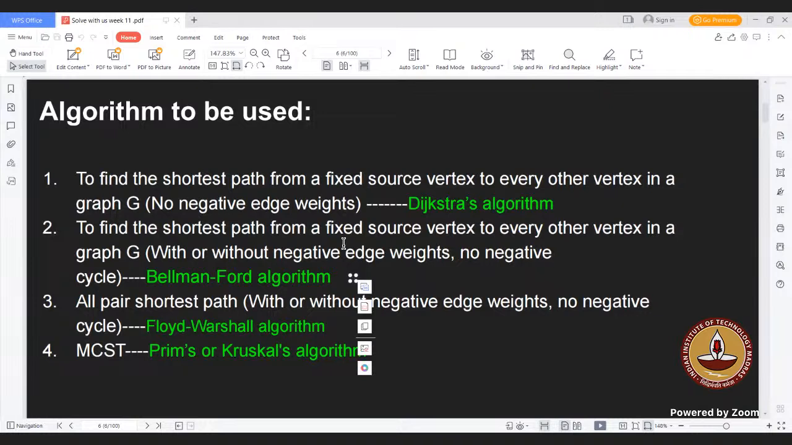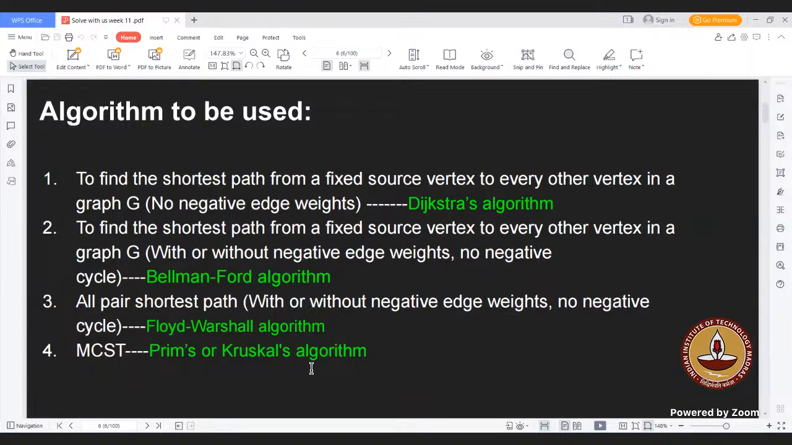Similarly, it is similar to Bellman-Ford, it can have negative edge weights, but no negative cycle is possible. If there is a negative cycle, then there's no meaning of shortest path itself, because you can just go around that loop again and again to get more negative weight. So in the context of a negative cycle, we can't talk about shortest path itself. What is MCST? MCST is minimum cost spanning tree. We can find the minimum cost spanning tree using Prim's and Kruskal's algorithm. These are the algorithms we are going to see in this session.